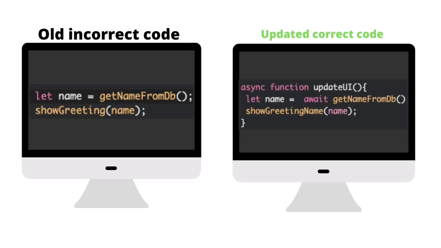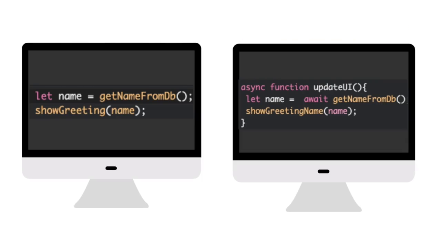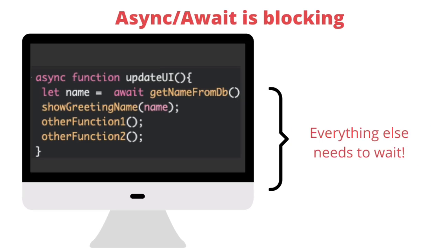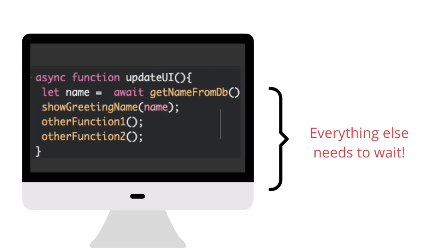So one thing to note about async await is that it is blocking. It is a blocking operation. This means that any code that follows it will need to wait on the result of that promise. So showGreetingName, other function 1, other function 2, they're not going to run until the promise result has actually arrived.